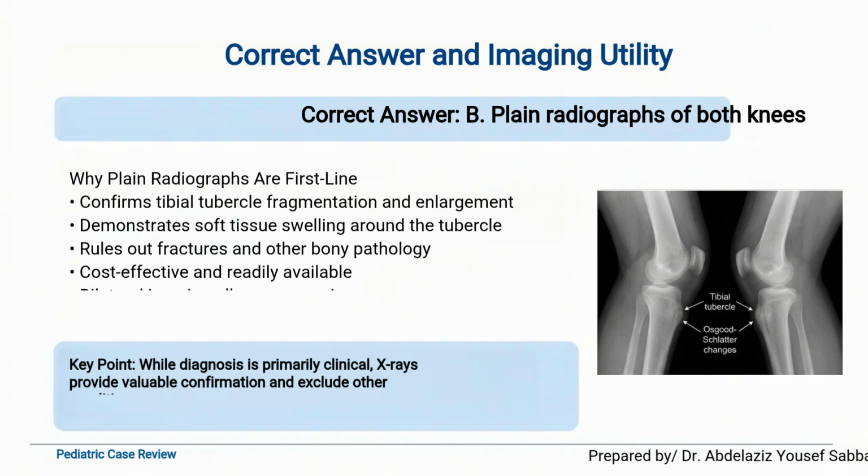Magnetic resonance imaging is reserved for refractory or atypical cases. Blood tests are useful when infection or inflammatory arthritis is suspected, but not in this classic presentation. Ultrasound is useful for early soft tissue changes, but is not the standard first-line investigation.